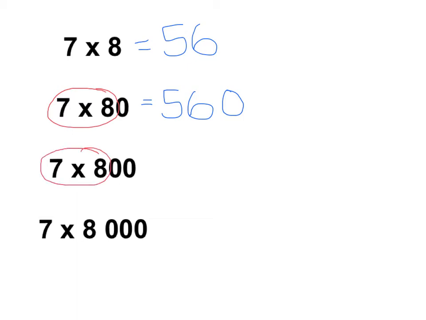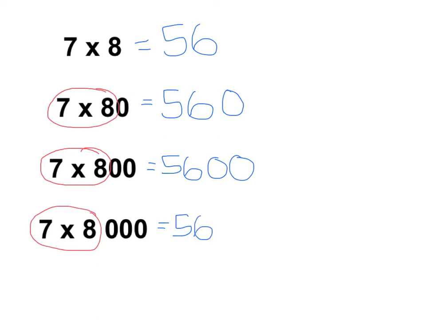In our next question, again, I have a 7 times 8, but now it's 100 times larger because it's 7 times 800. So I know the 7 times 8 part equals 56, but it has to be 100 times larger, so 5600. In the next one, I still have my 7 times 8, but now it's going to be 1000 times larger because it's 7 times 8000. So I know 7 times 8 equals 56, and then it needs to be 1000 times larger, so it would be 56,000.